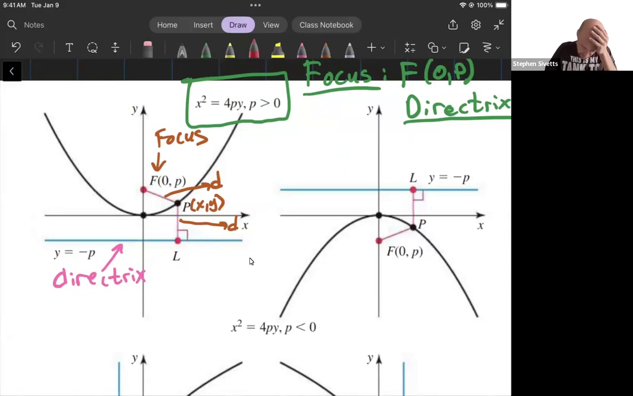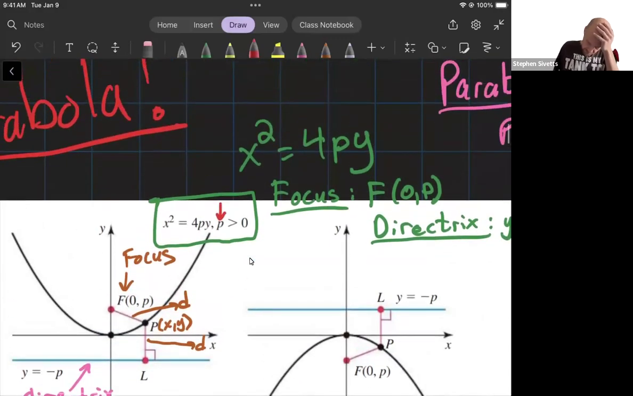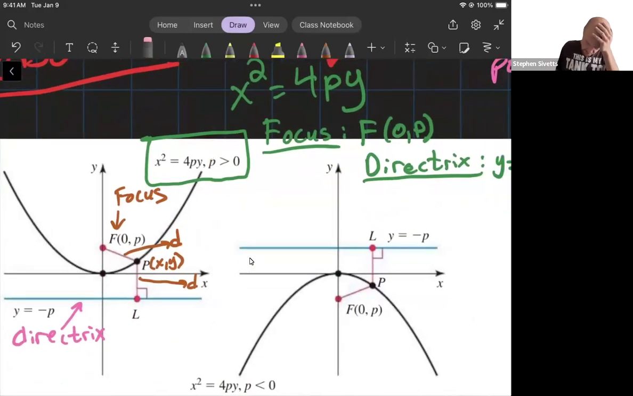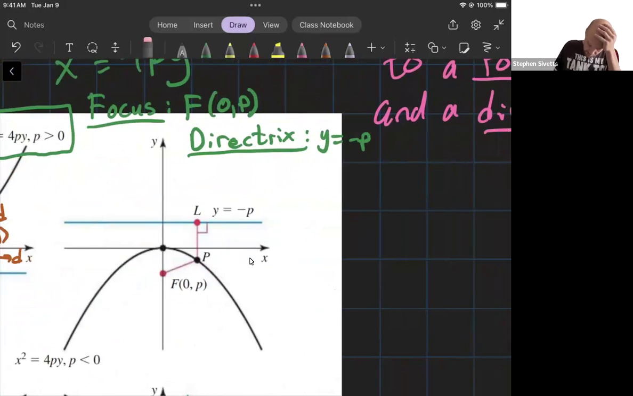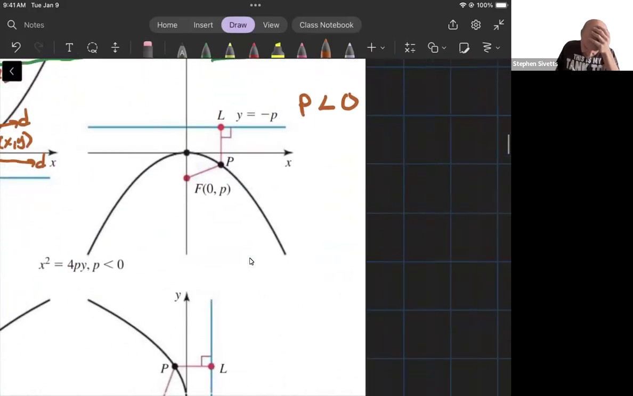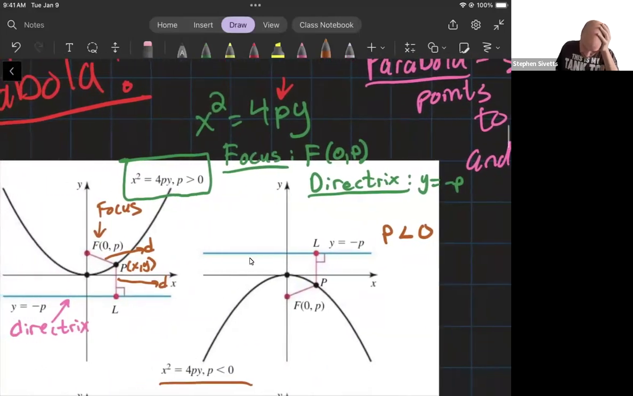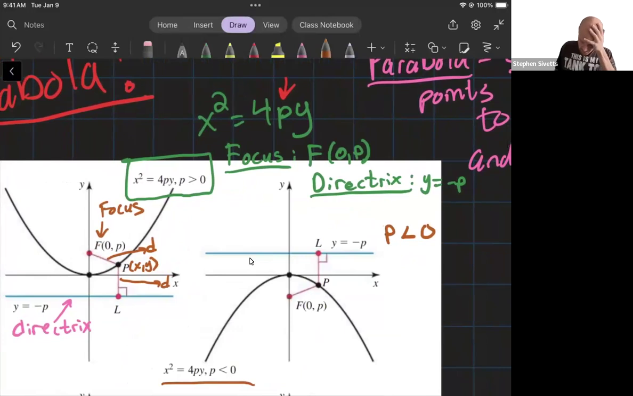So if it opens up, that is where this p value here is bigger than 0, right? So if the p value is bigger than 0, the graph of the parabola opens upward. If p is less than 0, on the other hand, that's where the parabola is going to open downwards, right? Okay, so this is one type of how a parabola will be illustrated, and it's using this equation here.